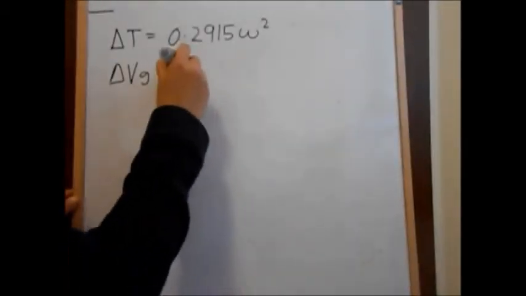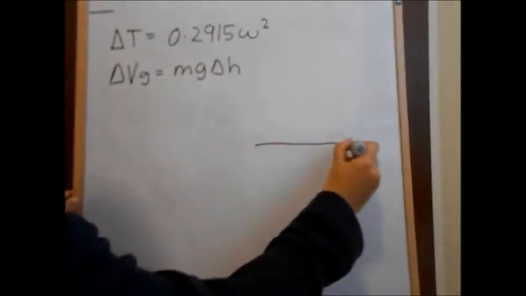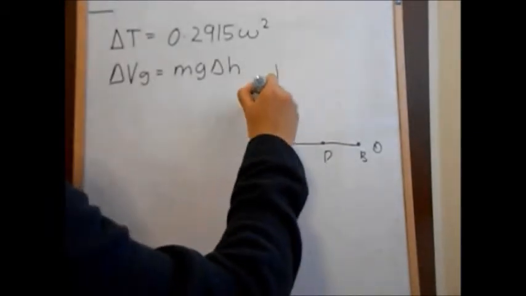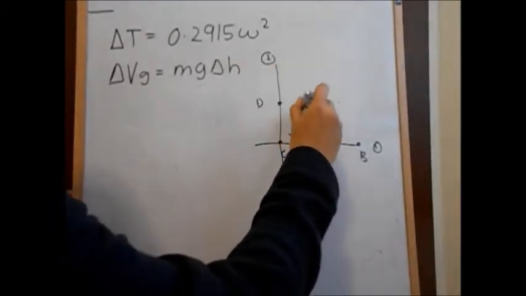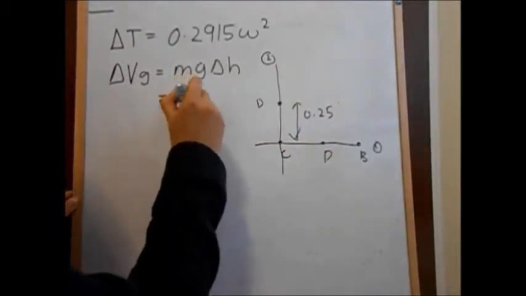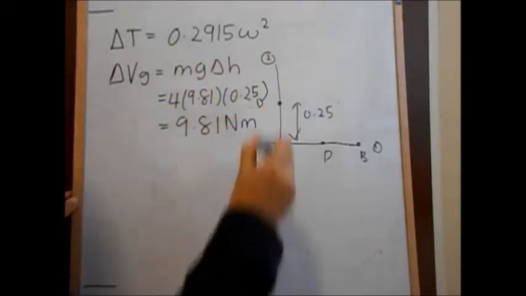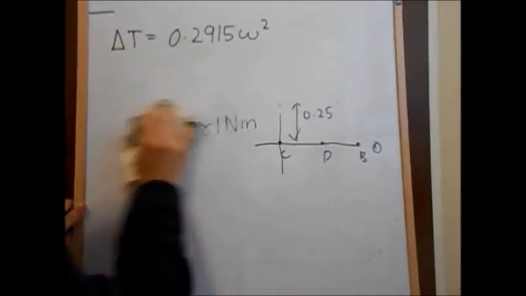So for change in gravitational potential energy, we need to find the delta h. As G is the center of the mass and it's rotated about C, our delta h is just CG. So it is 0.25, and then we get delta Vg is 9.81.